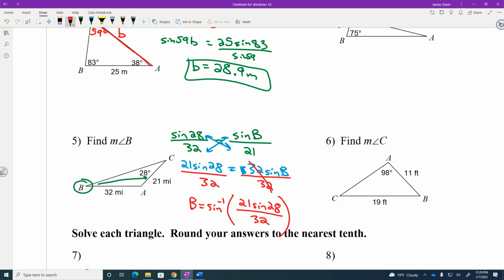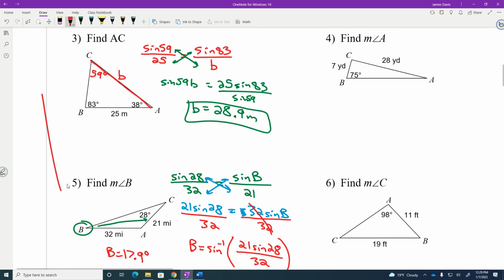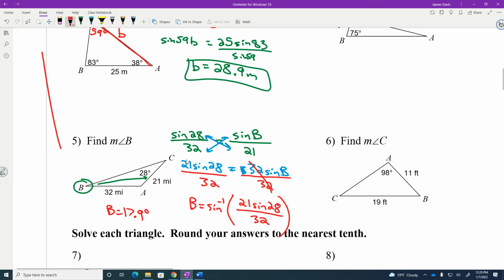Anybody get that one? 17. Good. B is 17.9 degrees. And again, just double check that it makes sense. Yeah, it should be. This one's 28, 32 matches it. So 17 should be less than that. And these triangles actually make sense as far as the angles go. They're actually the right angles, so it makes a little more sense than when we were drawing them around.